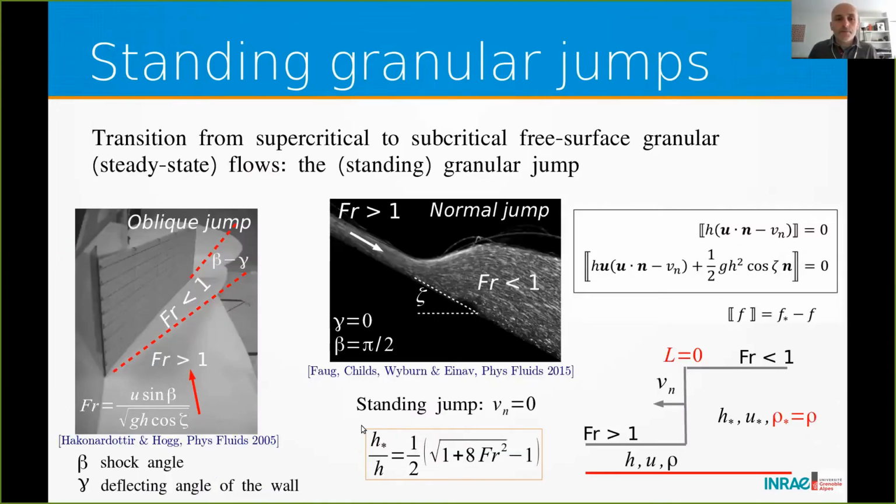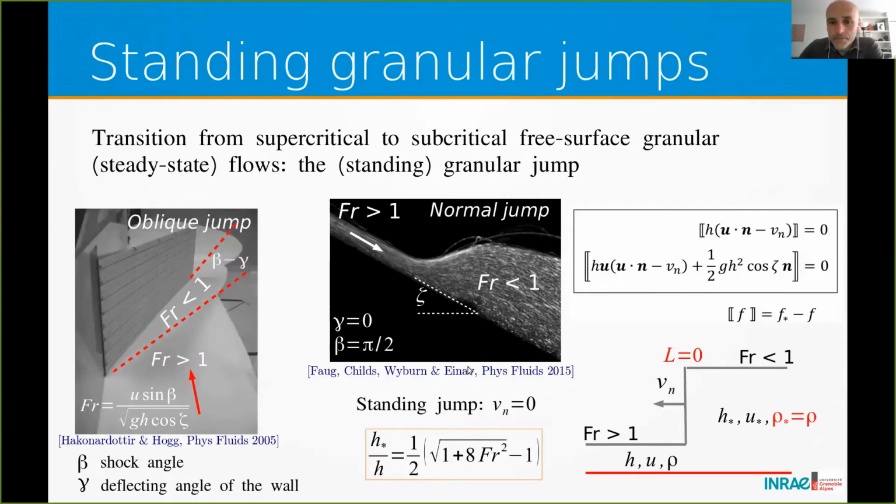So what is a jump? In fact, this is a transition from a supercritical flow to a subcritical flow. The supercritical flow is defined by a Froude number which is higher than 1. And the subcritical flow is defined by a Froude number which is smaller than 1. It means that in this subcritical flow, disturbances can propagate downstream, but also upstream.